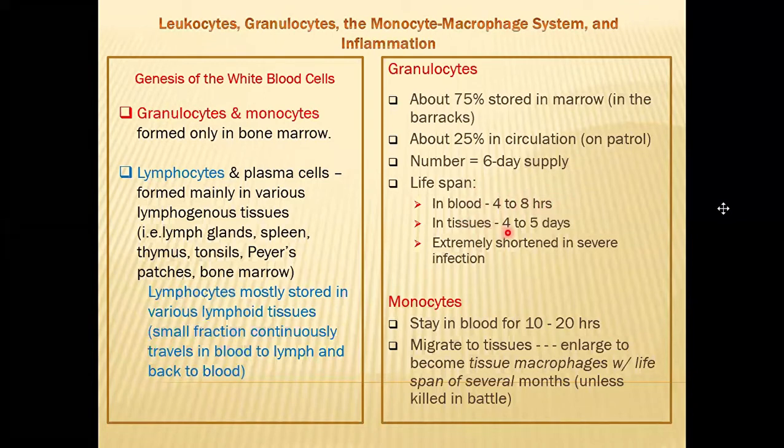In the tissue, longer, 4 to 5 days. But in the case of an extreme severe infection, the lifespan of the granulocyte is shortened. While for the monocyte, they stay in the blood for 10 to 20 hours. And then when they migrate to the tissue, they are no longer called monocytes. They become macrophages. So they enlarge and become tissue macrophages with a lifespan that is much, much longer. So they can stay in the tissue for several months unless they are killed in action.